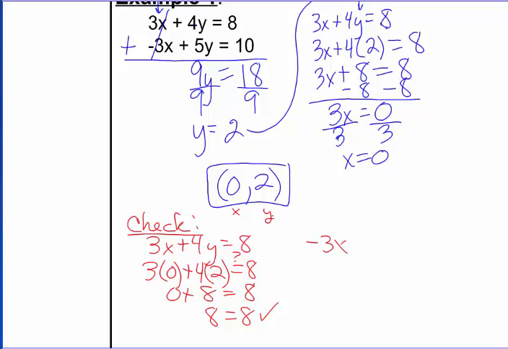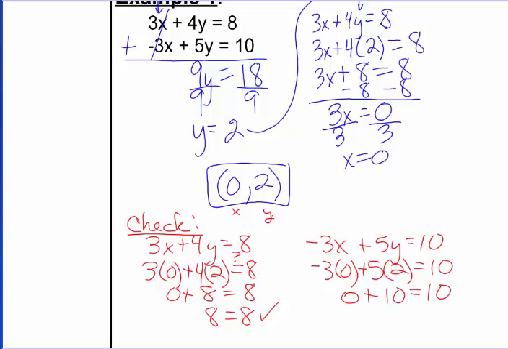Now let's try the negative 3x plus 5y equals 10. So negative 3 times x is 0, plus 5 times y is 2, equals 10. So negative 3 times 0 is 0, 5 times 2 is 10, and then add the 0 plus 10, so we get 10 is equal to 10. So it does work in both equations.